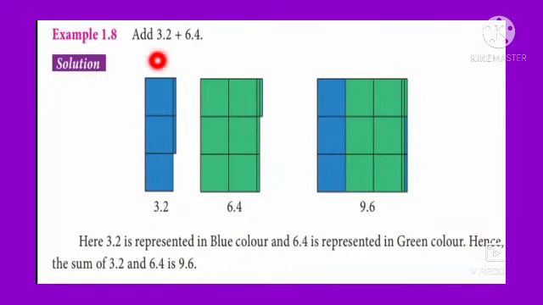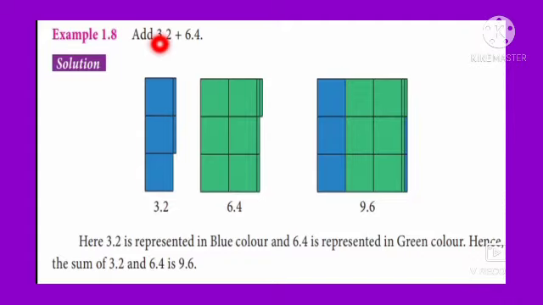Example 1.8. Add 3.2 plus 6.4. Children, here see the whole part is given. 3 and 6 are in the whole part. So children, the whole part is represented as the complete square area, and 1 by 10th part. Here 2 and 4 are the digits in the 10th part of the decimal numbers. So it is represented as thin rectangular stripes.